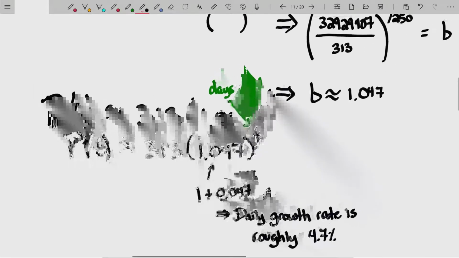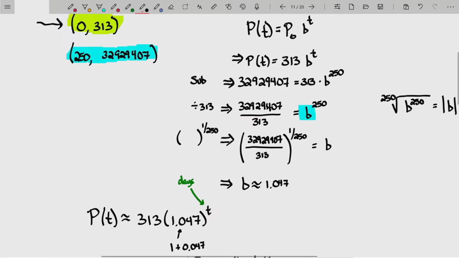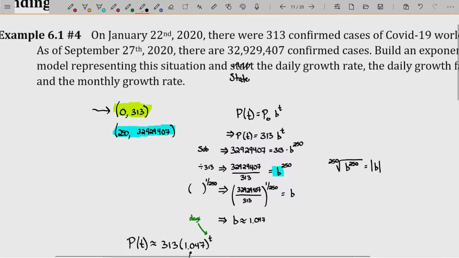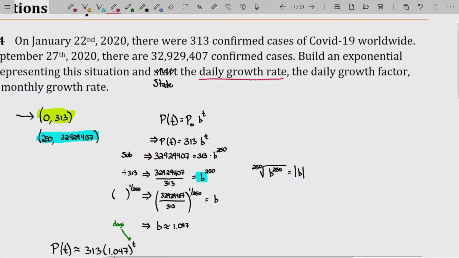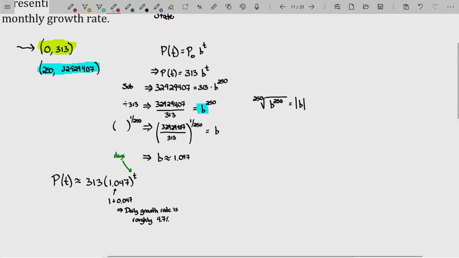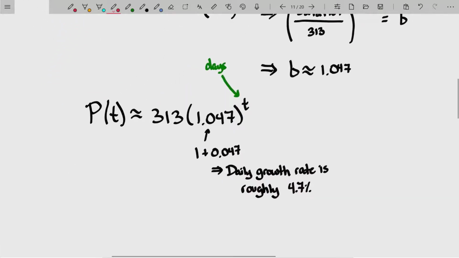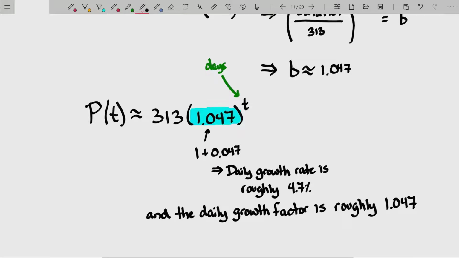The second part of this, and I'll highlight what we've actually done. So maybe I'll underline it. So daily growth rate, we're done with. And the daily growth factor, well, we're going to be done with it very quickly here, because the daily growth factor, as stated in our previous video, is actually just this number right here. So I will write that down below, that the daily growth factor is roughly 1.047. You have to say roughly there because it really isn't exactly that.